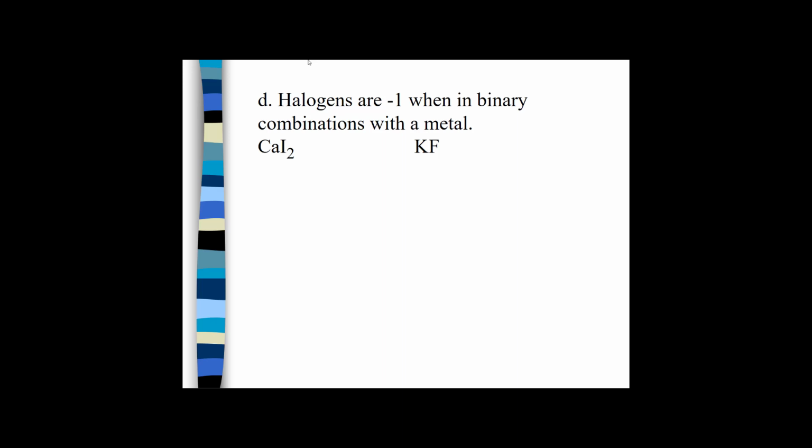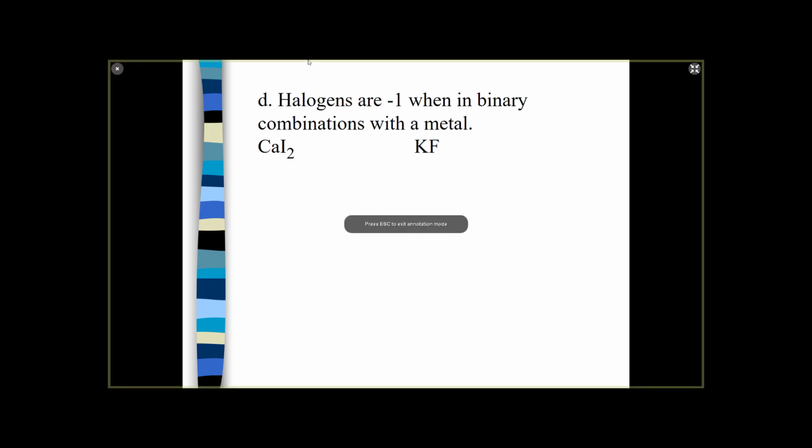Halogens are -1 when they are bonded with a metal. So we have calcium right here with a +2. Iodine will be a -1. I do have 2 of them, but we see that they will cancel out. And then potassium is an alkali metal with a +1, and fluorine is a -1. So it's a neutral compound.